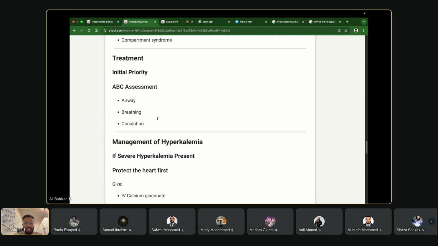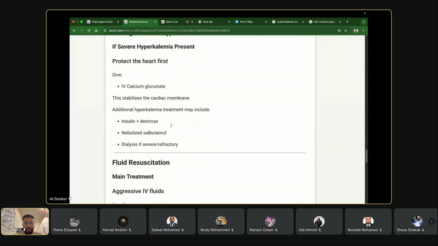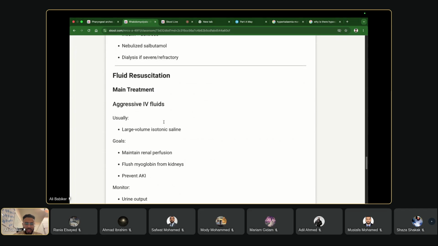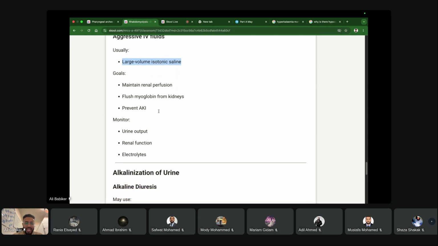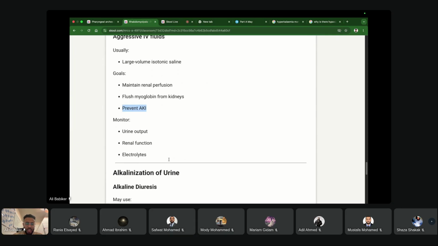Treatment. Initial priority, ABC assessment: airway, breathing, and circulation. You manage the hyperkalemia, as we mentioned before. Fluid resuscitation is the main treatment: aggressive IV fluid, large volume isotonic saline. Goal: maintain renal perfusion and flush myoglobin from the kidney, prevent AKI. Monitor urine output, renal function, and electrolytes.